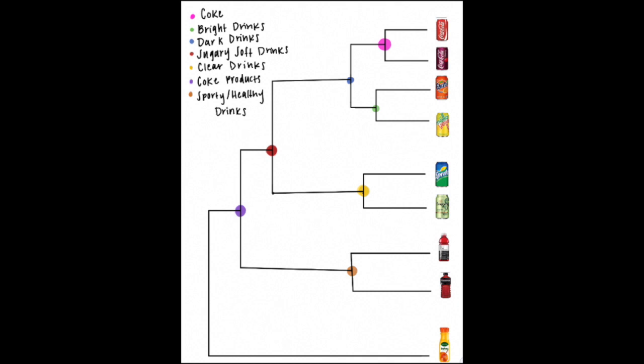This phylogenetic tree is rooted because there is an outgroup, and the lavender node represents a common ancestor of all other beverages in the tree.